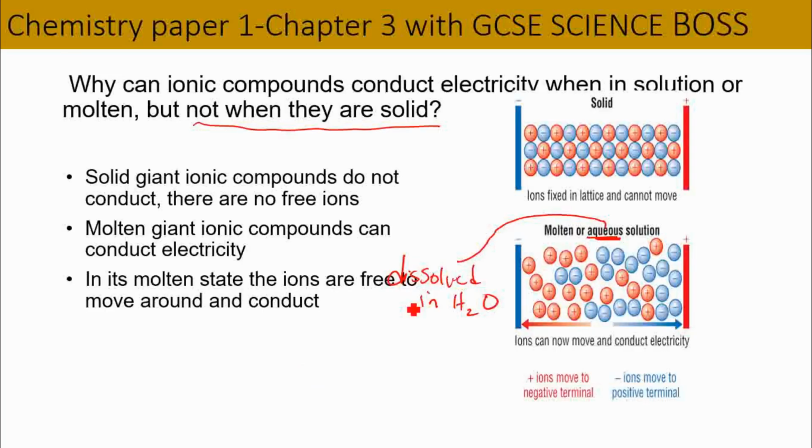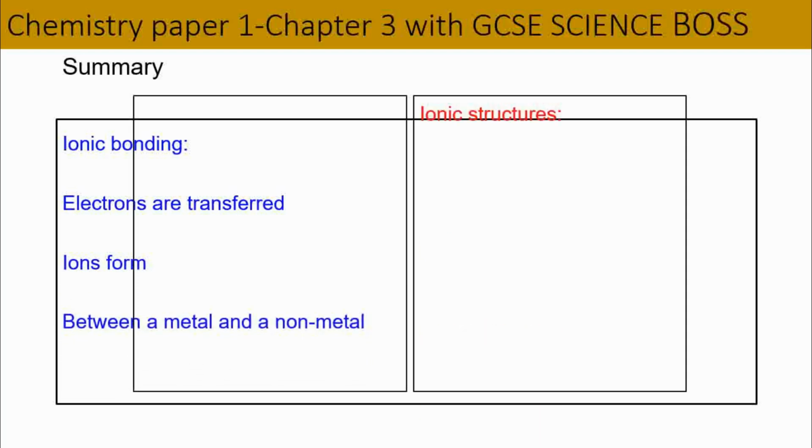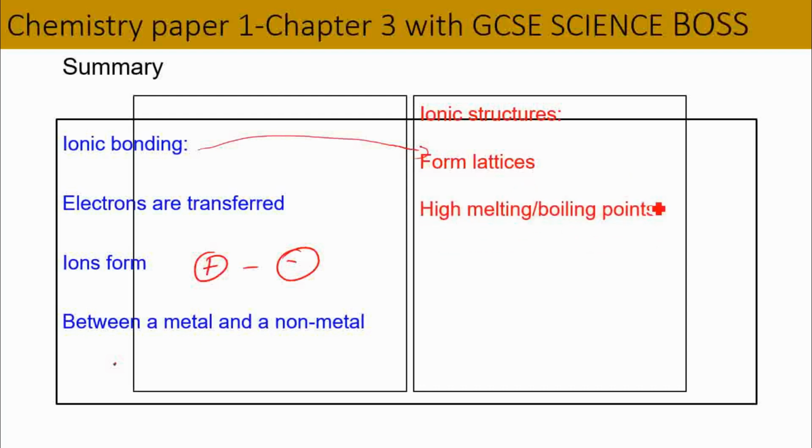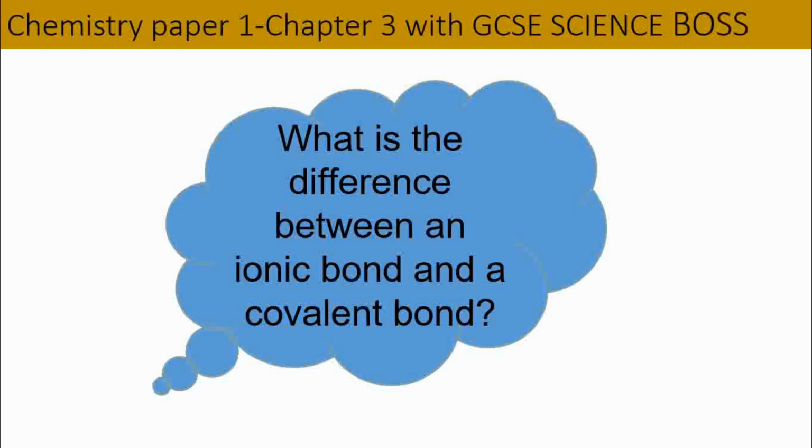they can conduct, okay? So to summarize what we've been saying so far, ionic bonding, electrons are transferred from the metals to the non-metals. You then form ions, okay? And very important to remember, it's between metals and non-metals, and then you form those ions, the positive and the negative charges. With ionic structures, the ionic bonding then gives rise to giant ionic lattices. They have high melting points, again because of those strong electrostatic forces of attraction. They're hard, they're brittle, which means that they break easily, and they conduct electricity when they're molten or dissolved in a solution.